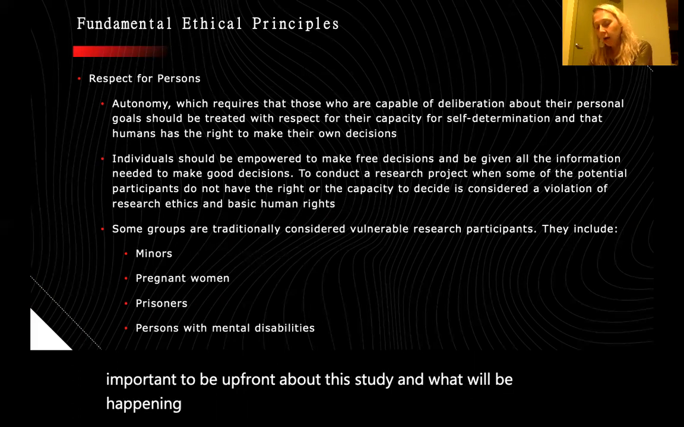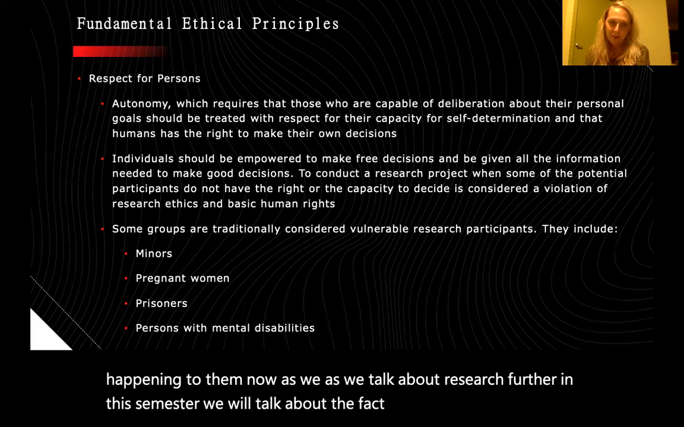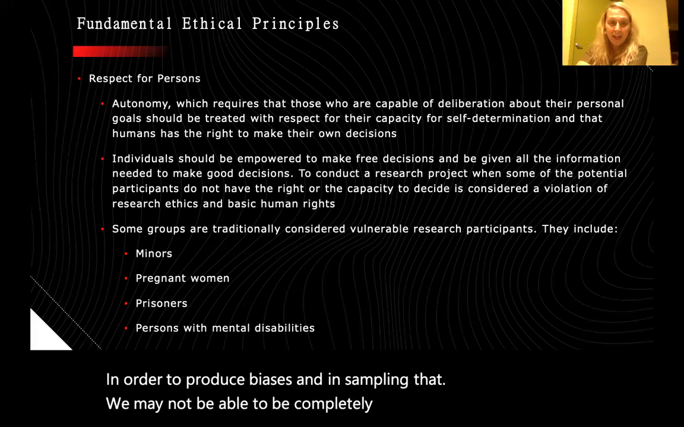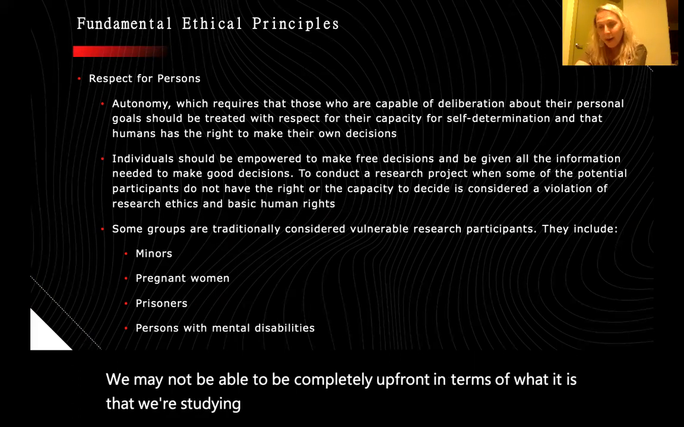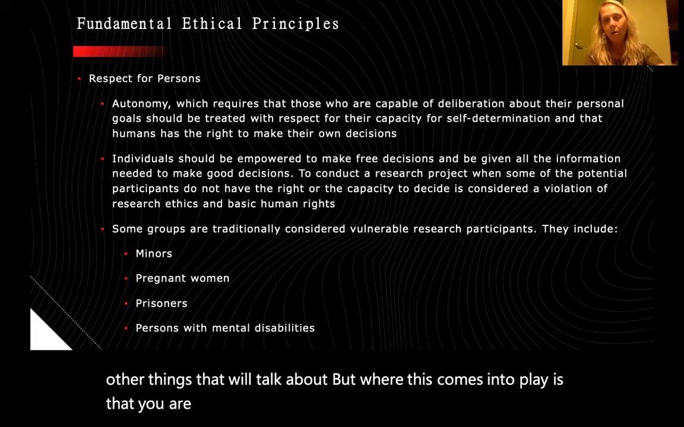Now, as we talk about research further in the semester, we will talk about the fact that in order to reduce biases in sampling, we may not be able to be completely upfront in terms of what it is that we're studying, because then you get the observation bias and other things that we'll talk about. But where this comes into play is that you are not doing anything that will harm other people.